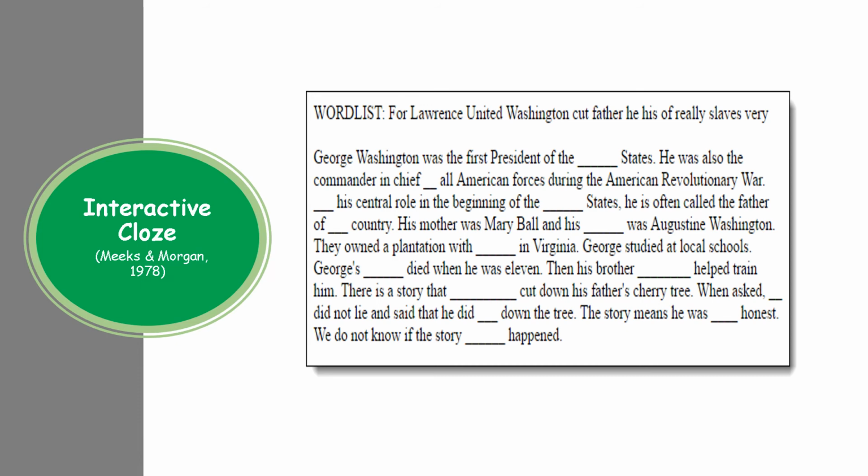For beginners, you may provide a word list, but for intermediate or advanced learners, you may want them to think of words that would make the passage meaningful. Words may be different from the original. The goal is to see if the learners can provide words that would context fit.